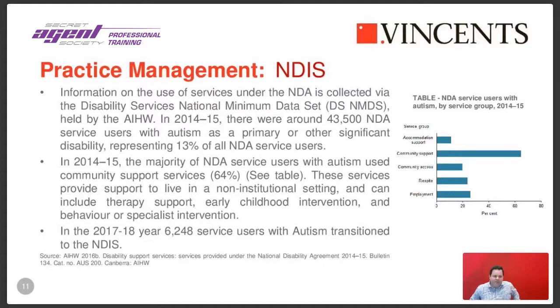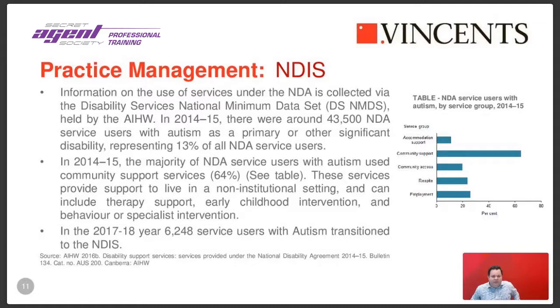So in doing some research for this, I looked at some of the government data. And in 2014-15, there were around 43,500 NDA service users with autism as their primary or other significant disability, representing about 13% of all NDA users. So by 2017-18, 6,248 of those service users were transitioned to the NDIS. So if you look at the table at the right, you'll see that there is a table of NDA service users with autism by service group. So you can see that 64% of the service users used the community support services.